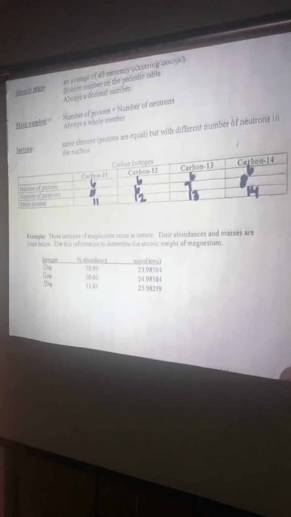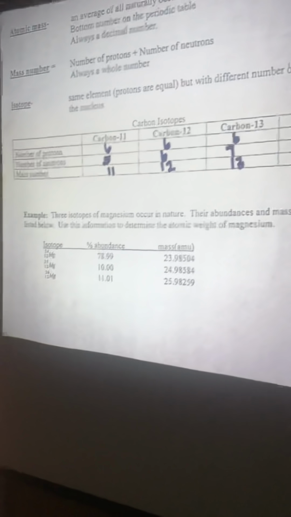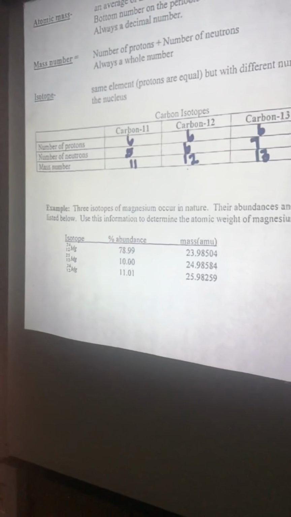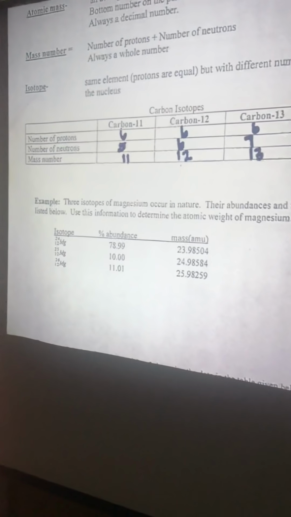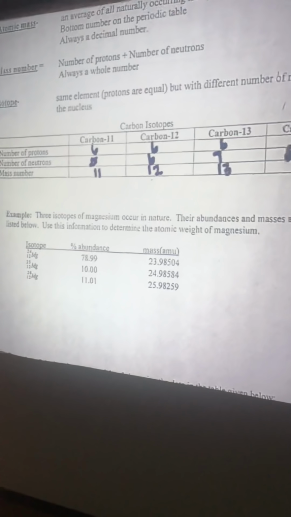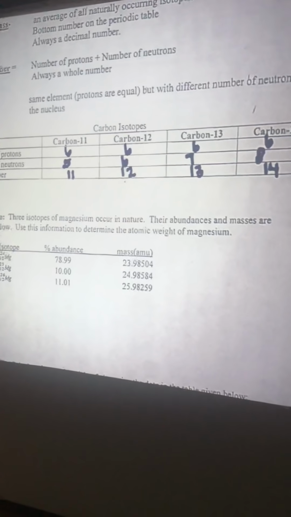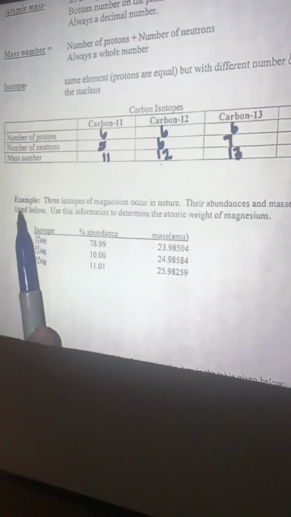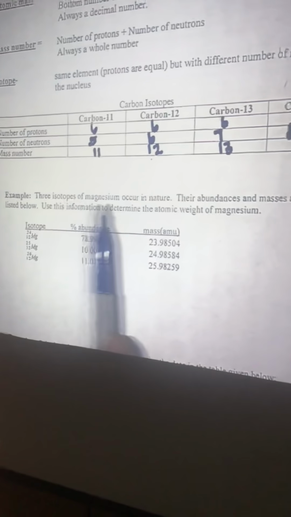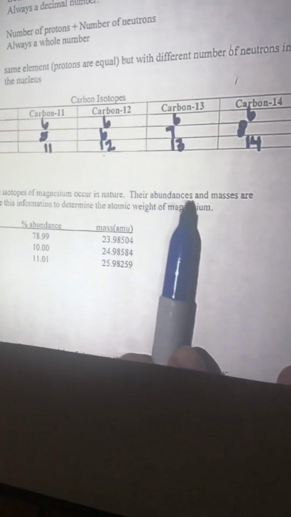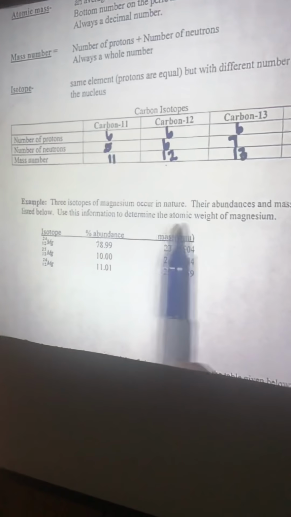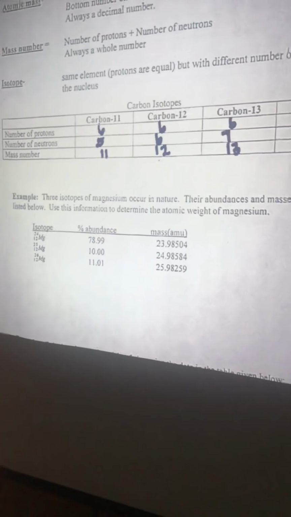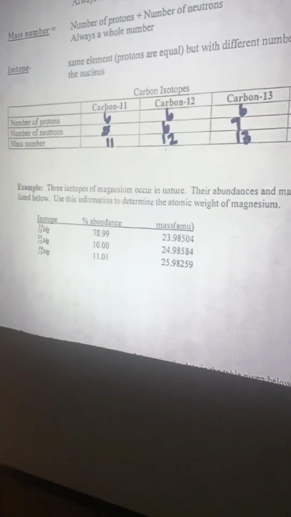Step 2, we're going to calculate average atomic mass. Because elements have different masses, we have to take all of it into account. Some of them are rare, some of them are more abundant. The example we're going to do today is: 3 isotopes of magnesium occur in nature. Their abundance and masses are listed below. Use this information to determine the atomic weight of magnesium. In order to do this, we're going to follow 3 easy steps.